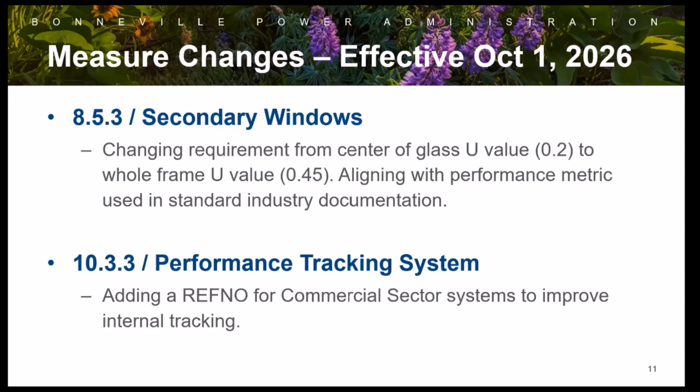And then this last one, you might look at that and say, wait, that's not a commercial measure. 10.3.3 is in the industrial package, but we are adding a REFNO for commercial sector systems. They were already used often for commercial sector systems, but we didn't have a good way to track when it was used for commercial or industrial. So we're just adding a REFNO here to help us internally keep track of when it goes into a commercial sector versus an industrial sector. No real big changes to anyone on the other end for this one.